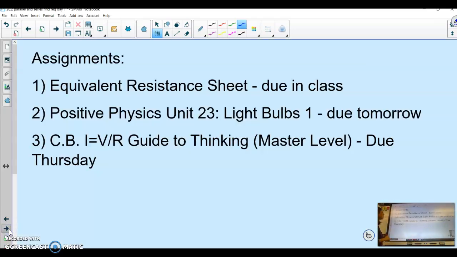Okay, so here are your assignments. You have a worksheet that should be completed in class. You have a positive physics that should be done by tomorrow. And then there's a concept builder that's opened up. All of this is in Google Classroom. That's not going to be due until Thursday.